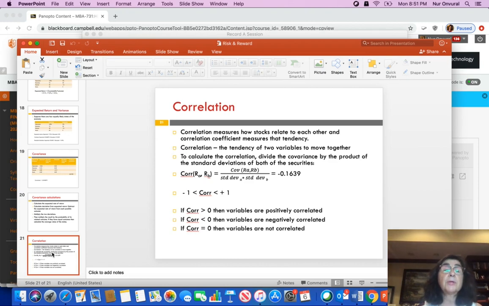So this is pretty much the return, reward, and risk for two standalone assets. Next, we will look into the return and risk for portfolios.